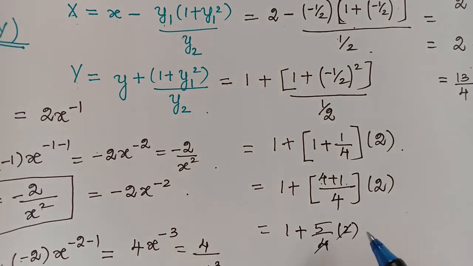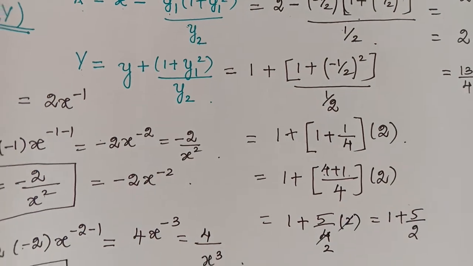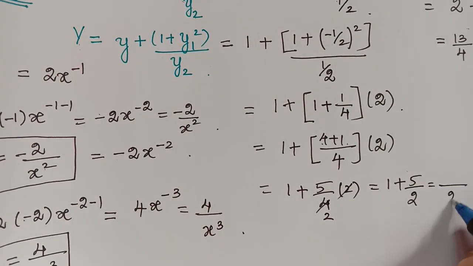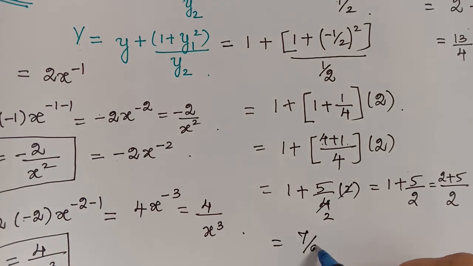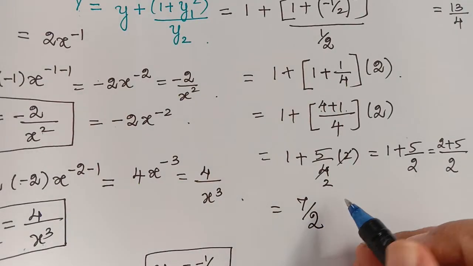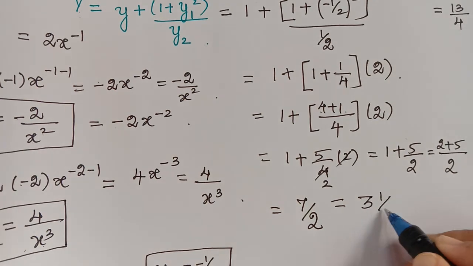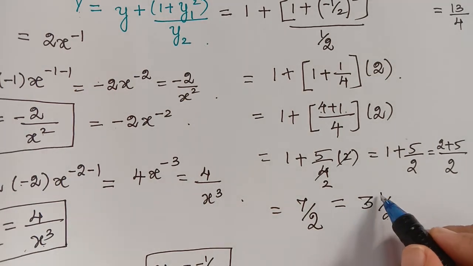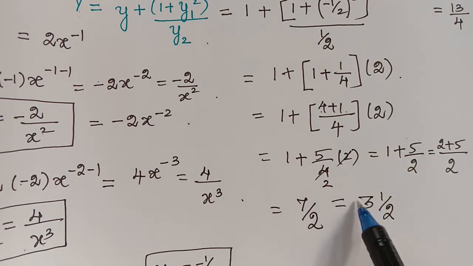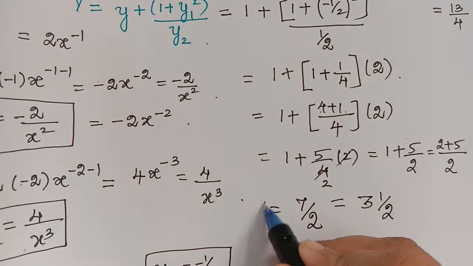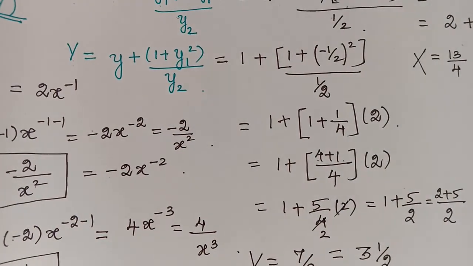Now this 2 and this gets cancelled, that is 2 twice, that is equal to 1 plus 5 by 2, and so that will be equal to, the LCM is 2 and it will be 2 plus 5, so therefore that will be equal to 7 by 2. So either you can have it as 7 by 2 or you can write it as a mixed fraction, which is 3 1 by 2, because 3 2 times is 6, 6 plus 1 is 7, so 7 by 2. Either you can have it as an improper fraction or as a mixed fraction like this. So this is the coordinate y.